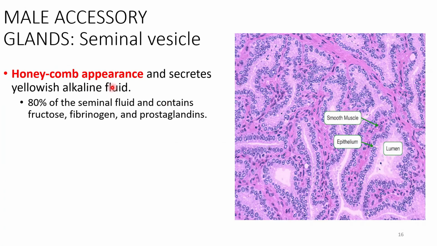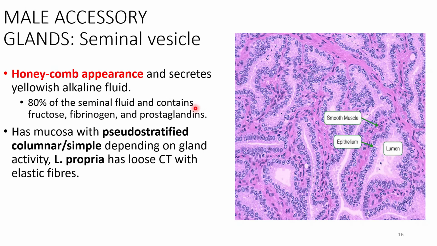And then it has a yellowish alkaline fluid, which makes up 80% of the seminal fluid and contains fructose, fibrinogen, and prostaglandins. These prostaglandins enable the function and support of the sperms during production. So 80% of the semen will be containing these: fructose, fibrinogen, and prostaglandins.